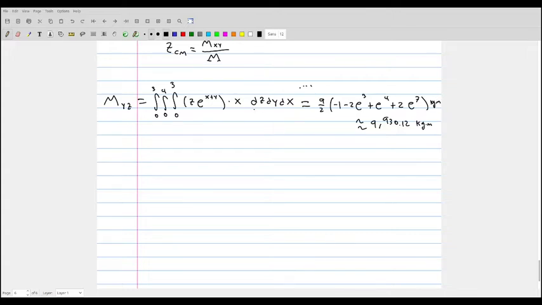Because the units of the volume element are in meters cubed, the units of the density function are in kilograms per meters cubed, and the units of this x here are just in meters, say if you're dealing with SI units. So the units of a moment are in kilogram meters, or in general of mass times length.